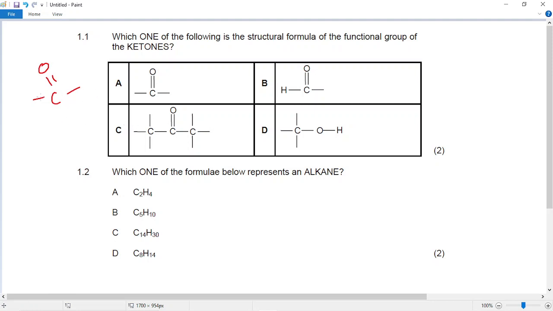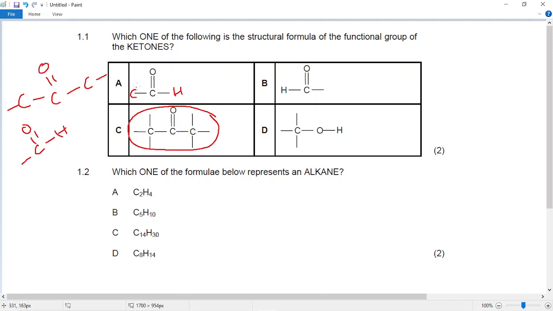But the fact is the ketone must be having chains on either side of it, because if we have a carbon with a double bond to an oxygen and a hydrogen, then we will have an aldehyde. So the answer here has to be C, because this is the only one that indicates that there must be a carbon chain on the other side. If I came to this A, which looks correct, I can put a C here and an H here, and I've just turned it into an aldehyde.